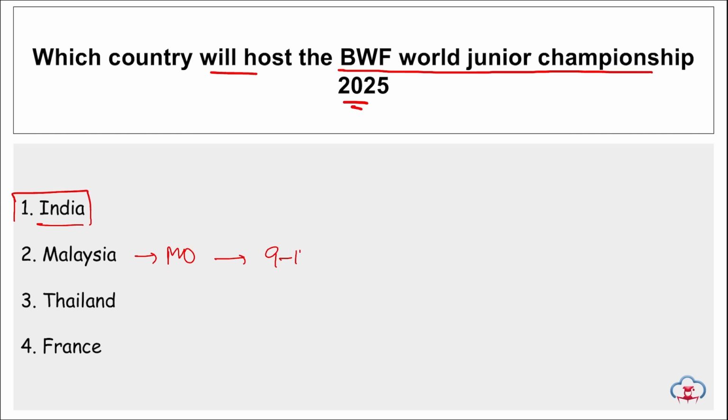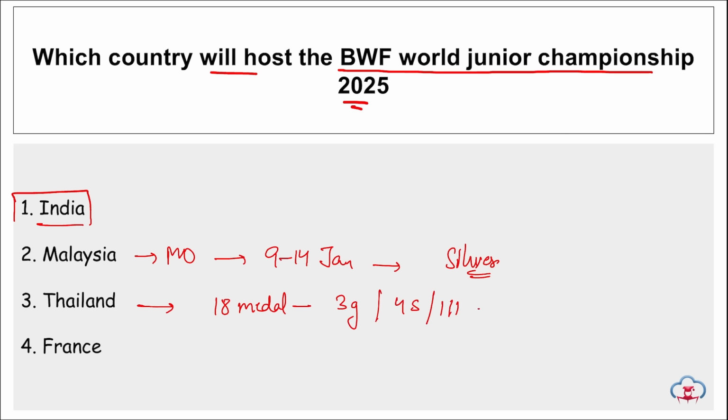Apart from this, if we talk about Malaysia, remember Malaysia Open was held from 9th to 14th of January, and Satvik Sairaj and Chirag Shetty, right? They have won the silver medals here. Correct, in the men's doubles title. Then if we talk about Thailand here, Indian shuttlers won 18 medals. That included 3 gold, 4 silver and 11 bronze during the Badminton World Federation's Para Badminton World Championship that was held from 20 to 25th of Feb, and it was held in Thailand.